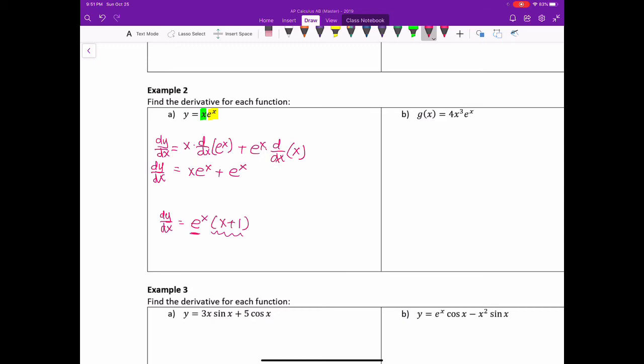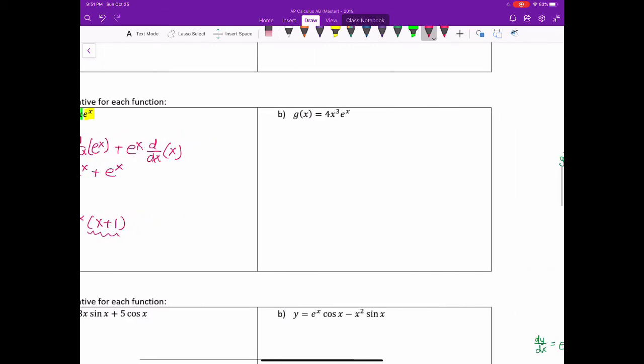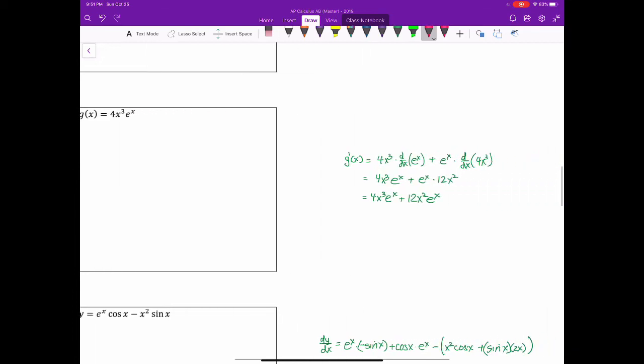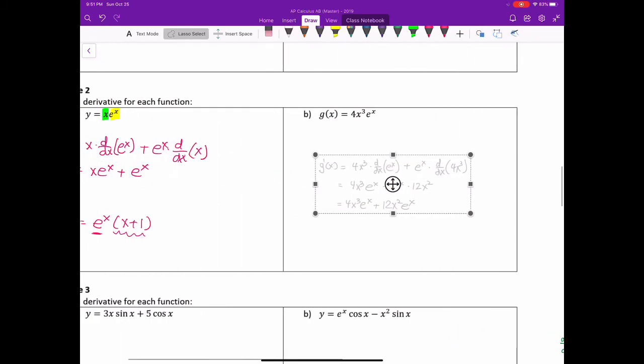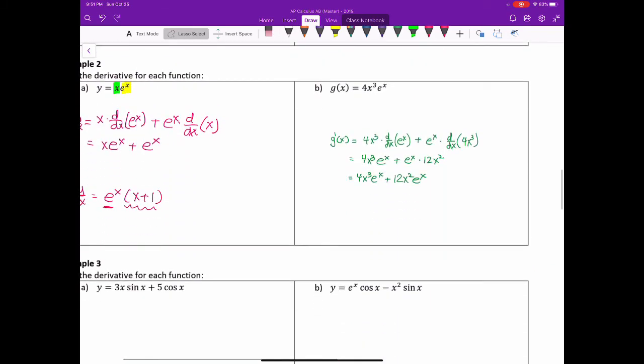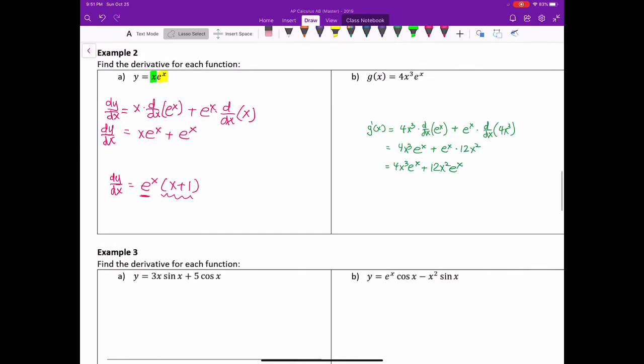Now pause and find part B. I already wrote out part B, so whoops. That should be the answer for that one here.